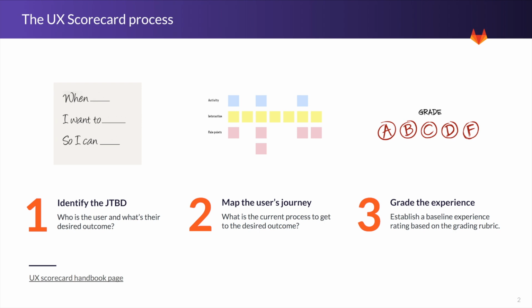The first one being identifying the user and their desired outcome. And to do that, we define a persona and a job to be done together with our product managers. We map the user journey, their activities, desires, and pain points during their journey. And finally, using what we learned, we grade the experience, establishing a baseline rating. We later on implement improvements based on these recommendations.